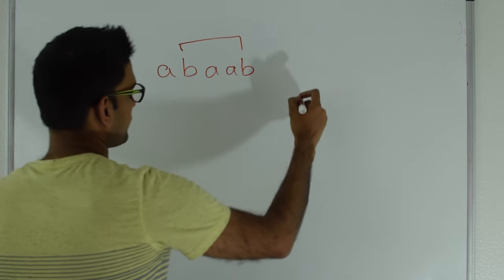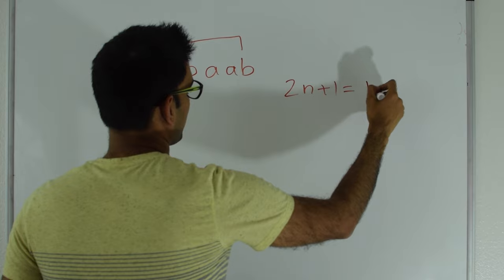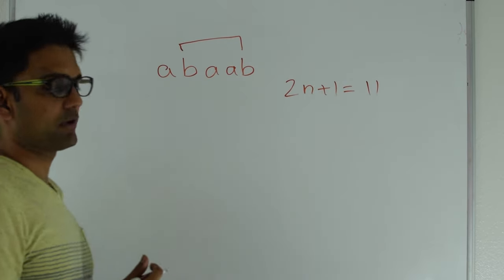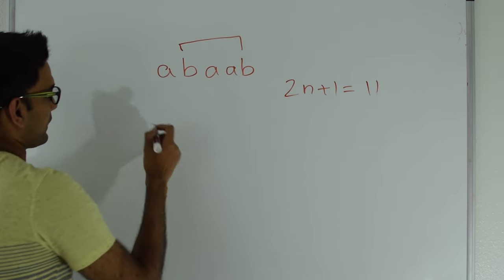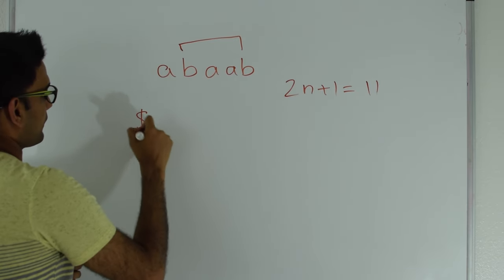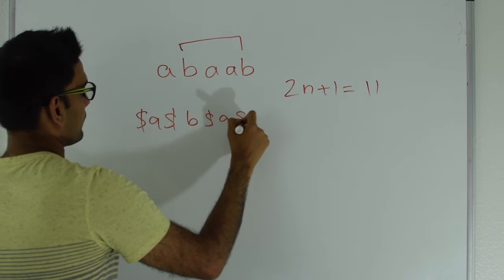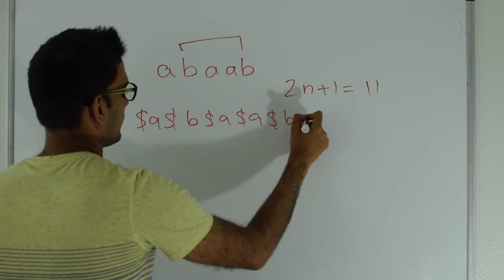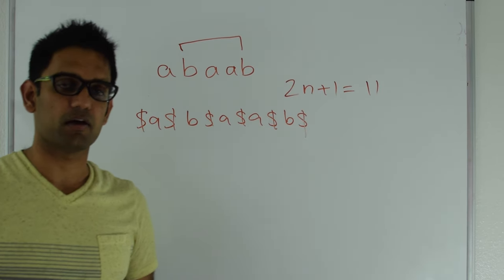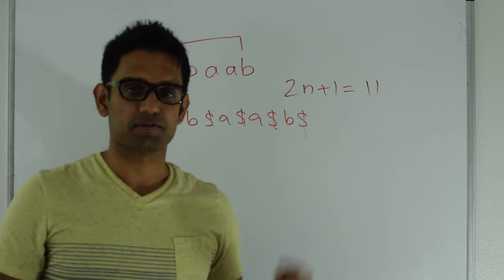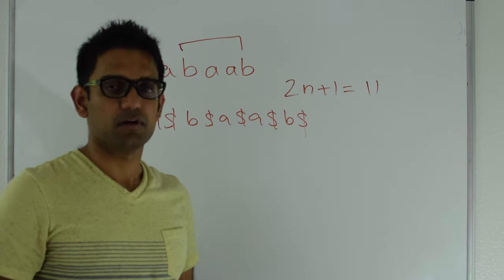So what we do is we take a new input array of size 2n plus 1, so this is 11. And what we do is we put a special sentinel character between all these characters. So let's say dollar was that character, so we say dollar A, dollar B, dollar A, dollar A, dollar B, and then dollar. So now all we have to do is apply our regular algorithm which we just discussed before on this input string, and then that will give you the longest palindrome.